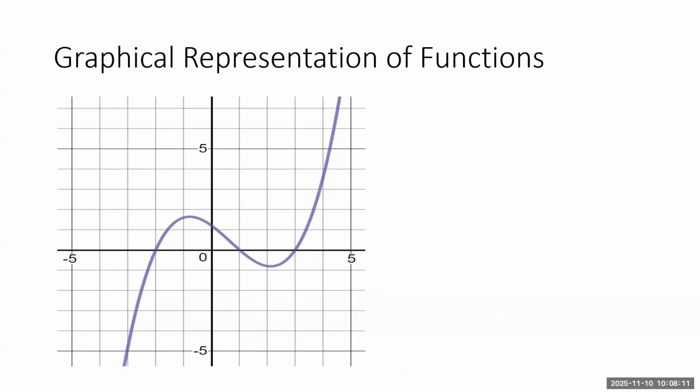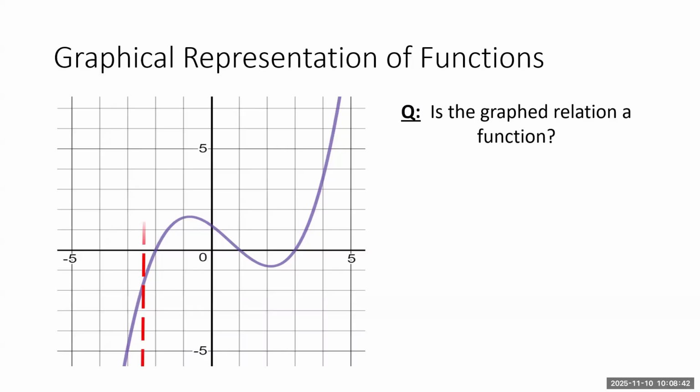Here I've got a picture of a graph of a cubic function. It has the x-intercepts of (-2, 0), (1, 0), and (3, 0). To the left, as x approaches negative infinity on the x-axis, y approaches negative infinity, and to the right, as x approaches infinity, f of x approaches positive infinity. Is the graphed relation a function?